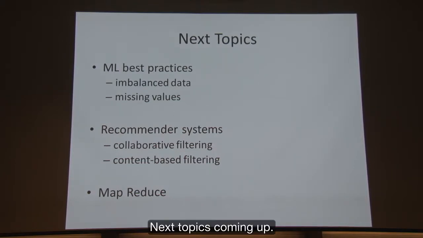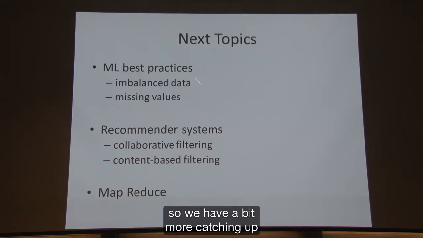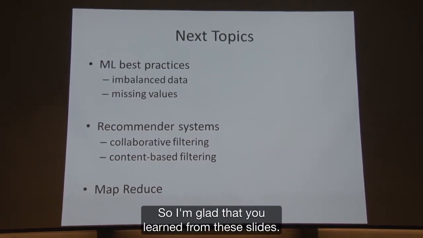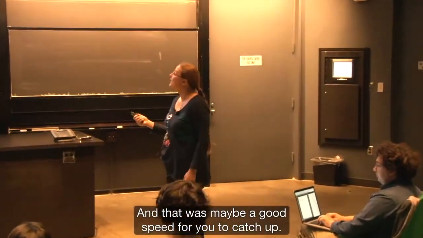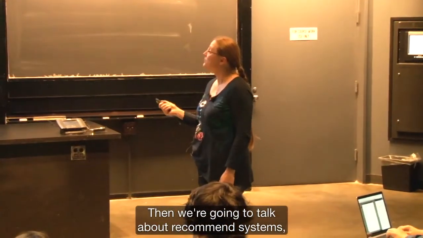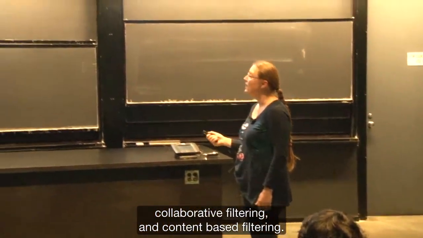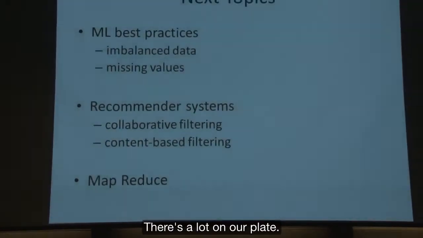Next topic is coming up. I went a bit more slowly last time than I thought I would, so we have a bit more catching up to do on the machine learning best practices. I saw some very cool Piazza posts, though, so I'm glad that you learned from these slides, and that was maybe a good speed for you to catch up. Then we're going to talk about recommender systems, collaborative filtering and content-based filtering, and we're going to start with MapReduce today. There's a lot on our plate.